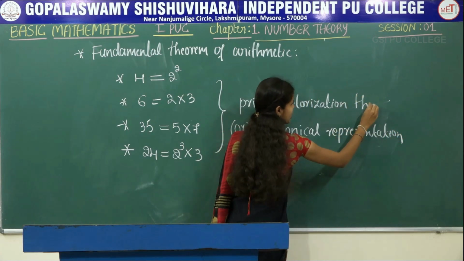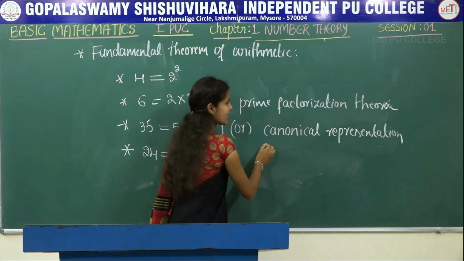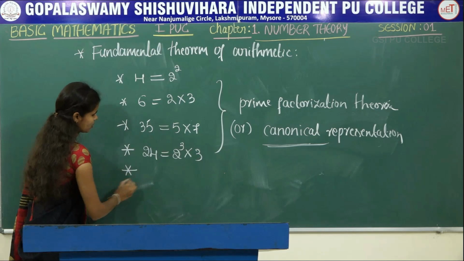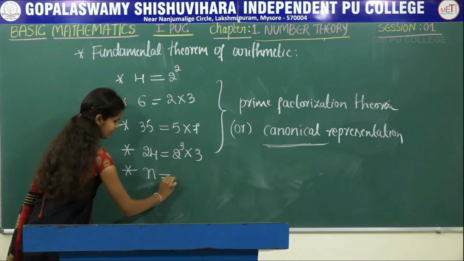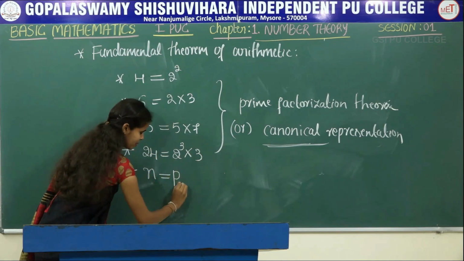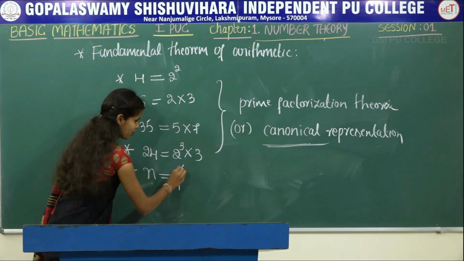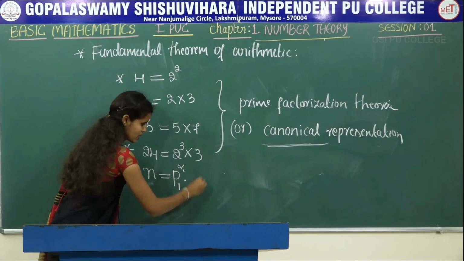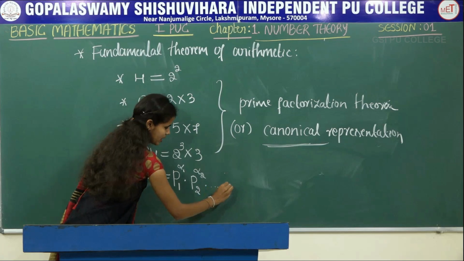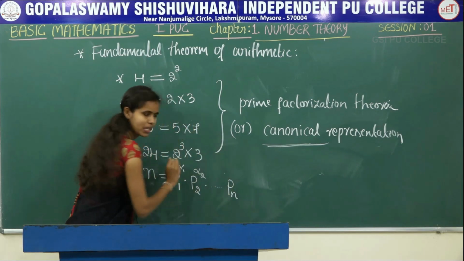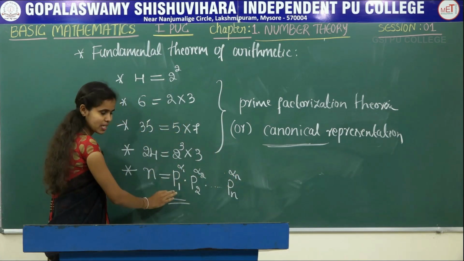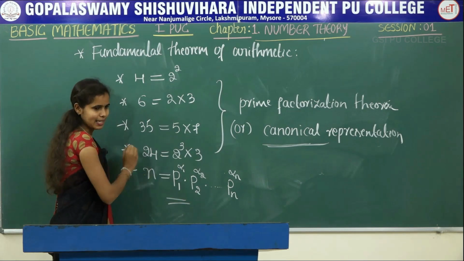Prime factorization theorem, or canonical representation. In general, consider a composite number denoted by n. Express it as a product of prime numbers. The first prime number is denoted by p1 with power alpha 1, into the second prime number p2 with power alpha 2, and so on, up to the last prime number pn with power alpha n. This is the canonical representation of the composite number n.